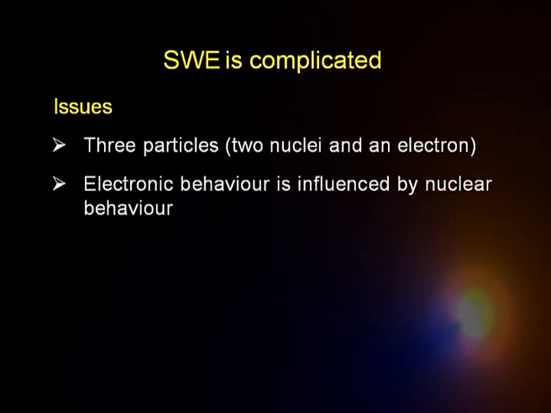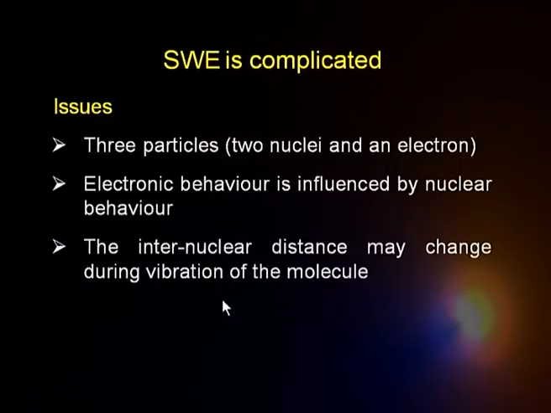The second one is, the electronic behavior of the electron in this molecule is influenced by the nuclear behavior. That is fair enough, because in this case there are 2 nuclei and 1 electron. In the case of an atom, we had 1 nucleus, 1 electron. So, if you hold it here, we could work out how the electron behaves there.